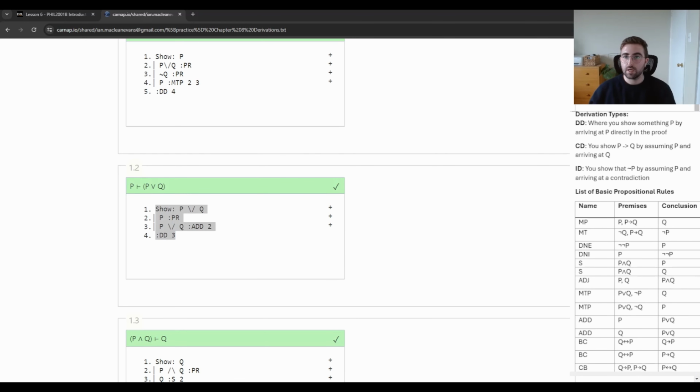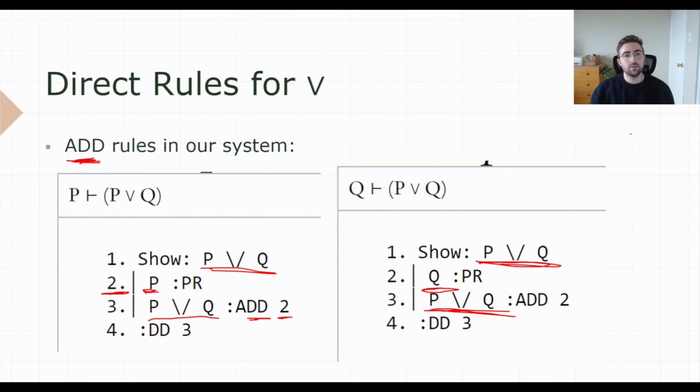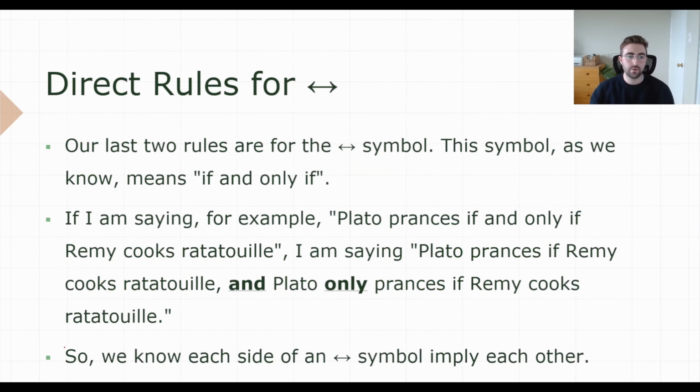And I will now go back to explaining our last couple of derivation rules before we move into some more complete examples. All right. So finally, we are going to learn some direct rules for the if and only if symbol. Yeah, so it means if and only if. But what does this really mean in English, right? It's kind of a weird thing. We don't really say it very much.